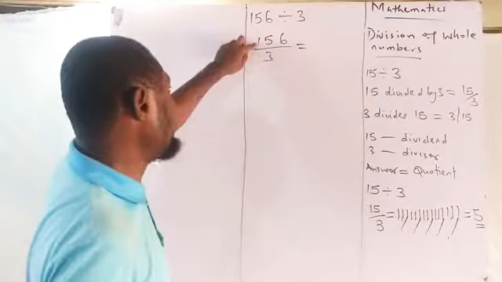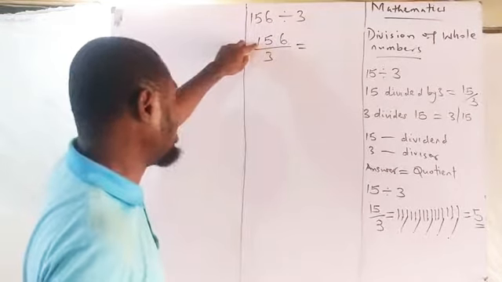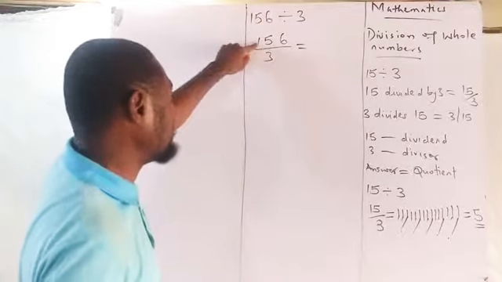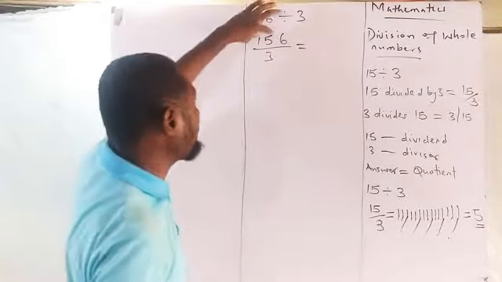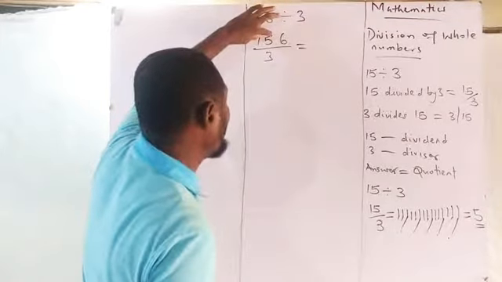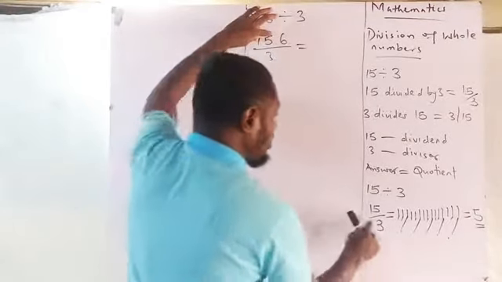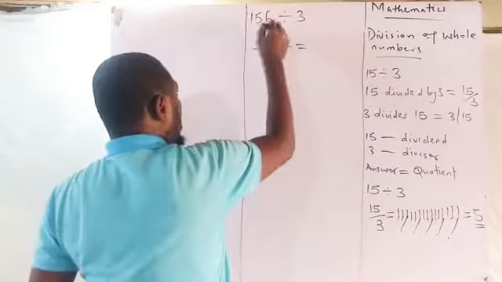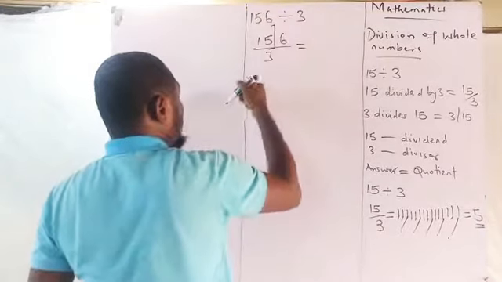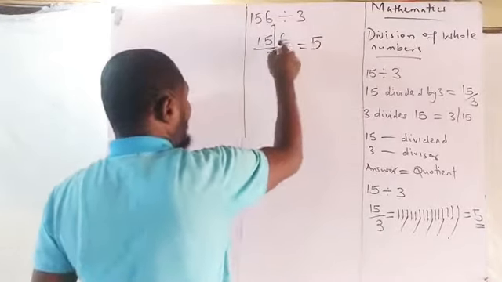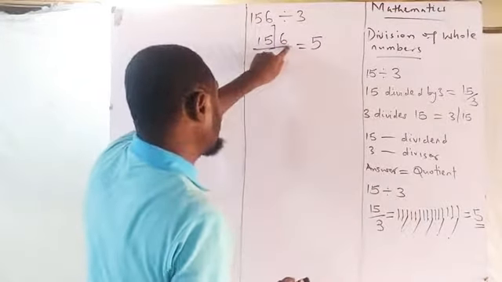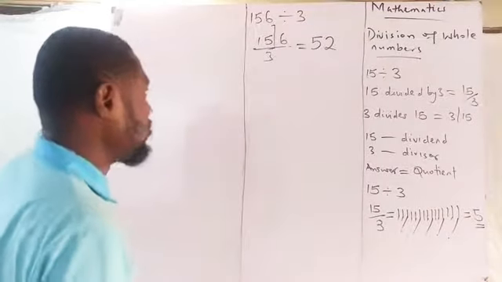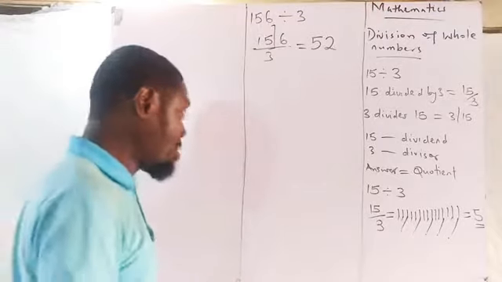How many 3s are in 1? Always consider the first digit. 3 cannot go in 1, so look at 15 as the first number. How many 3s are in 15? We've dealt with such a problem here. Our answer is 5. Write the 5. So I said first, consider 1. If it does not work, consider 2 digits, which is 15, and your answer is 5. Write it there. You're left with 6. How many 3s are in 6? Your answer is 2. So if you divide 156 by 3, you will get your answer to be 52.